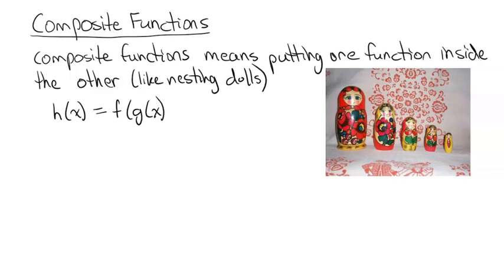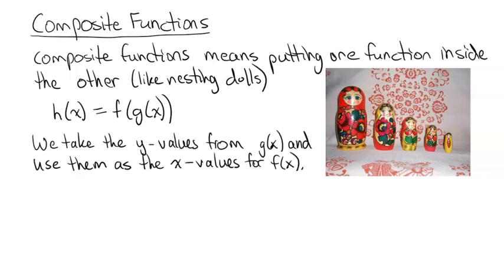So in terms of composite functions, we could write a composite function h of x equals f of g of x. So what we're doing is we're putting the function g of x inside of f of x. What that means is that we take the y values from g of x and use them as the x values for f of x. So there it is on your screen now. We take the y values from g of x and we use them as the x values for f of x. And so this also means, and this is very important, that the order matters. The order matters. So we're going to start with that first example and show you why that order matters.